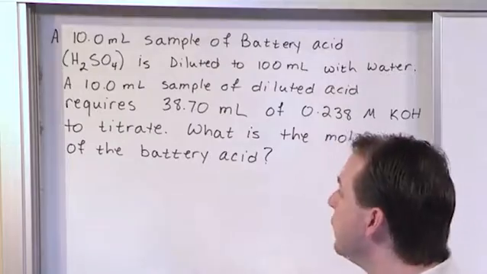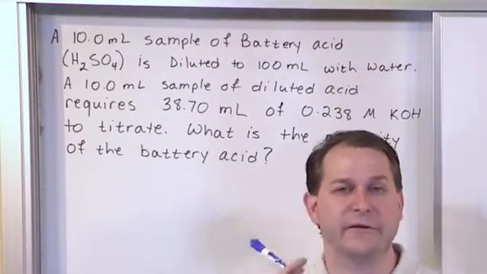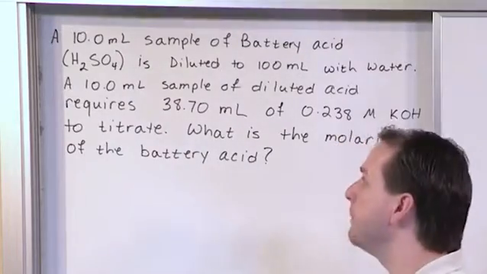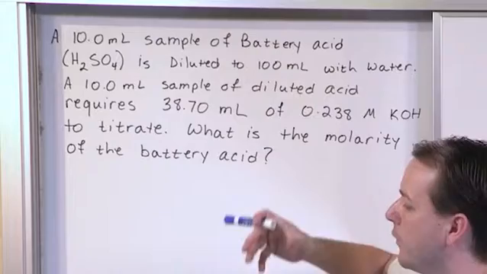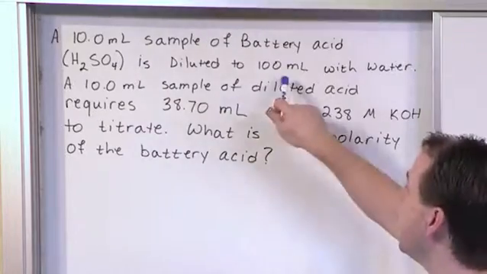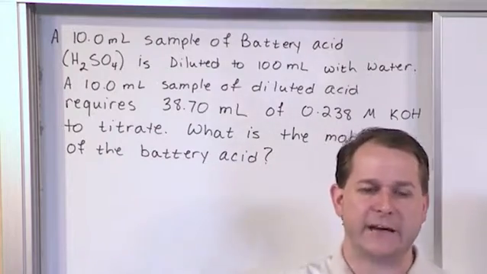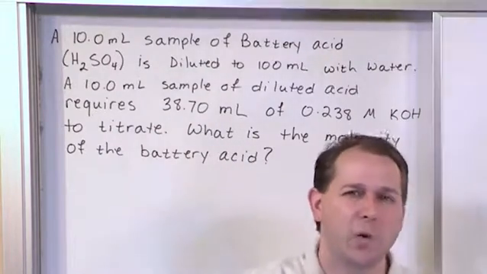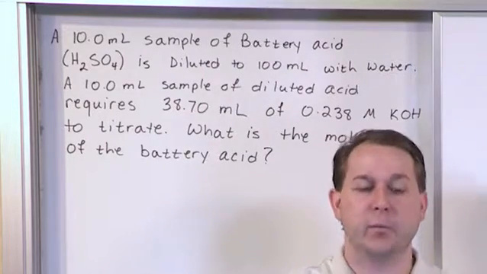But you rip off the top, and there's this really nasty sulfuric acid inside. So what do you do? You reach in and you grab 10 milliliters of this super concentrated battery acid, all right? You take that into the lab and you add water to it to bring it up to 100 milliliters. Now at this point, when you add water to it, you're not changing the amount of sulfuric acid there. All you're doing is watering it down.